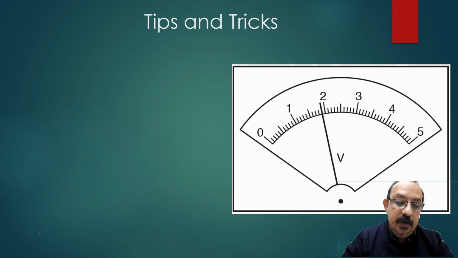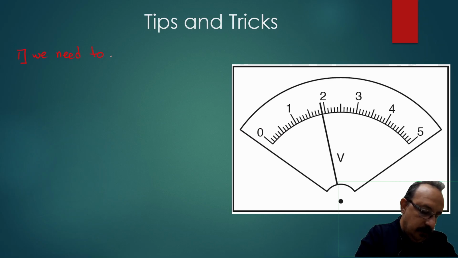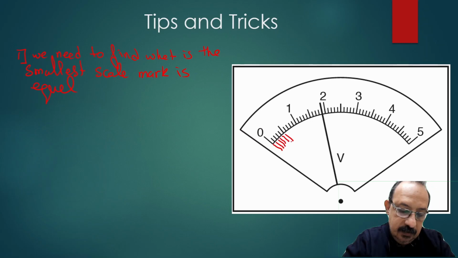Okay, first of all, we need to find what the smallest scale mark is equal to. We need to check how much each small mark is equal to. So how do we do that?